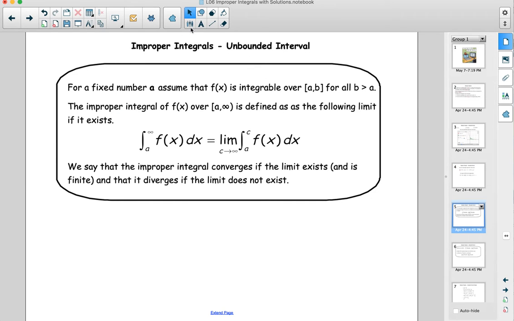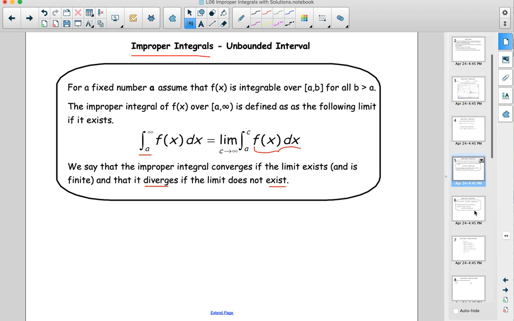So, technique number 1 for an improper integral. If it's the integral from a to infinity of f of x dx, you can rewrite it as the limit as c goes to infinity of the definite integral from a to c of f of x dx. You can then evaluate this and then do the limit afterwards. If it converges, the limit exists, and it would be a finite number. If it diverges, then the limit doesn't exist because you're heading off to positive or negative infinity.